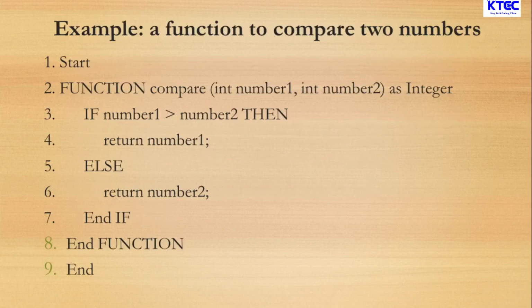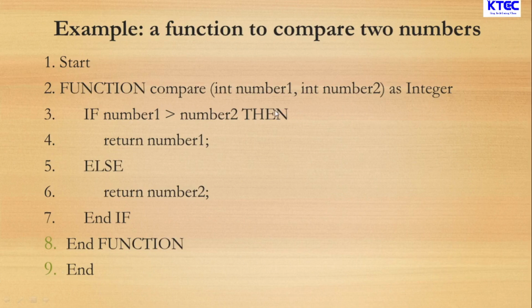Now, as an example, a function to compare two numbers. This is a very simple function to compare two numbers. Start function compare, int number one, int number two. So we are comparing two numbers, right? So if number one is greater than number two, then return number one. It means if number one is greater than number two, then return number one and tell me number one is greater than number two. We are comparing them, right? Else return number two. If that is not the case, then it means number two is greater. So return number two for me, and end if, and then end the function and end the program.